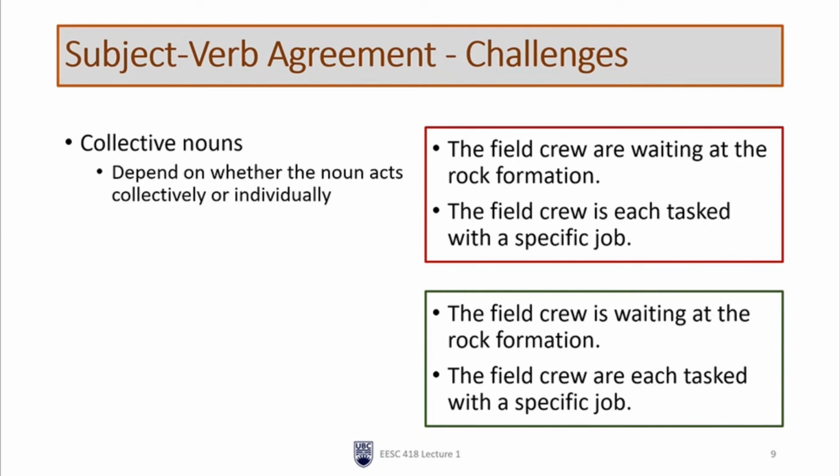Conversely, the field crew is each tasked with a specific job. In this case, each field crew member is an individual person being referred to collectively as the field crew, even though each is doing something individually. So in this case, the correct construction is the field crew are each tasked with a specific job. That one's a little bit tricky. You have to really think about what's going on within each sentence. And again, the reason it's so tricky is if you're just speaking out loud or if somebody is speaking to you and they use the wrong construction in this type of sentence, most people wouldn't catch it.